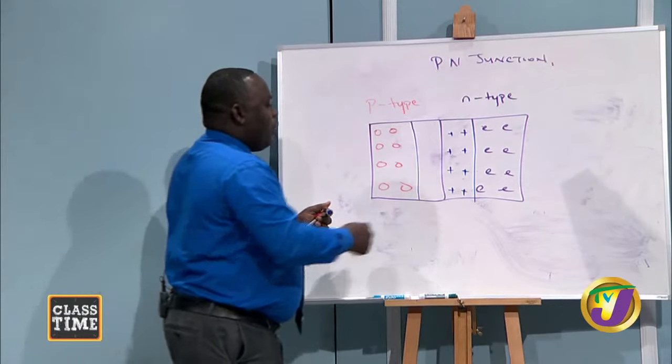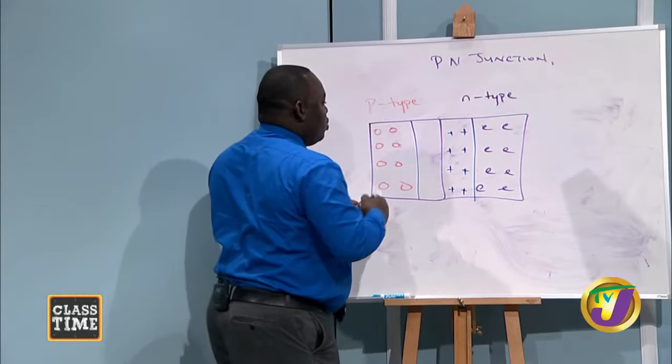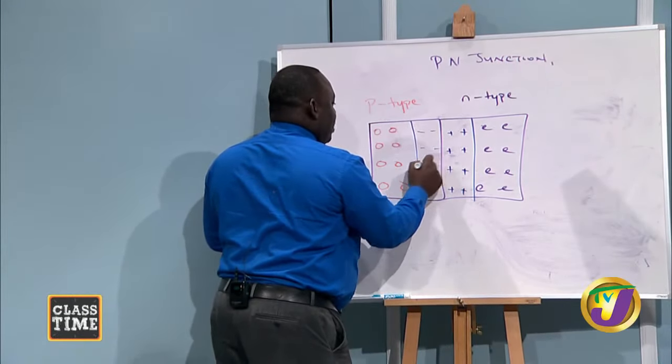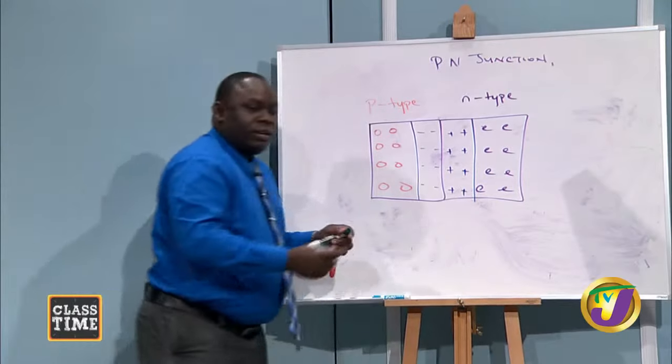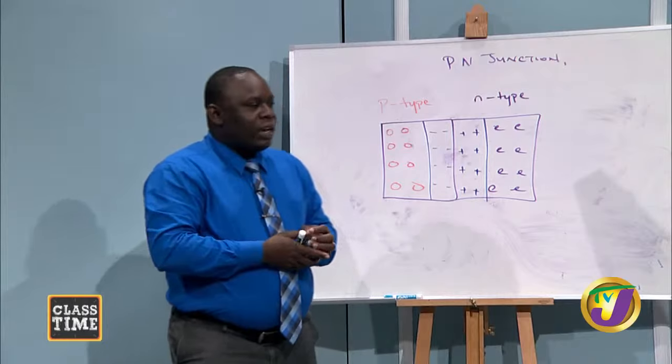And then now we will have these negative charges wandering over to where our p-type is, because we have attraction taking place. But students, our time is going a little with us.